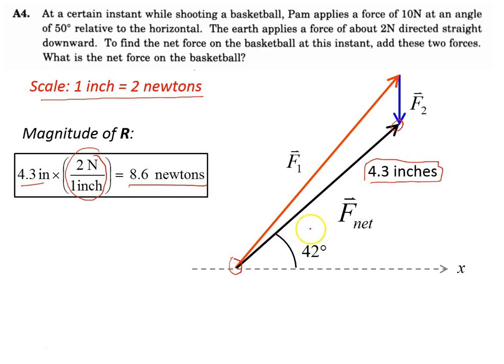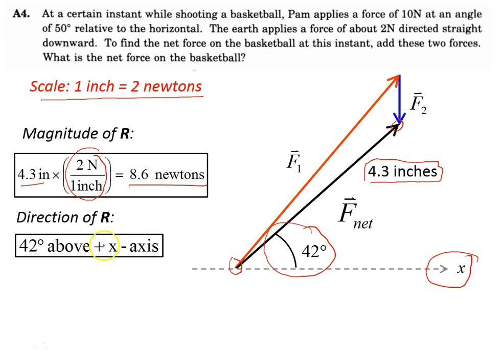Once again, you're going to use your protractor, and in this case the positive x-axis is the most convenient reference frame from which to measure your angle. So it's going to be 42 degrees above the positive x-axis. We want to always indicate whether we're talking about the positive x-axis or, on the other side, the negative. Okay, that's it.